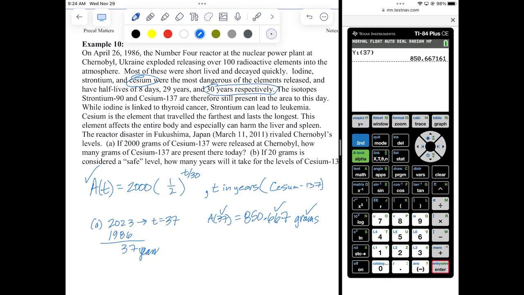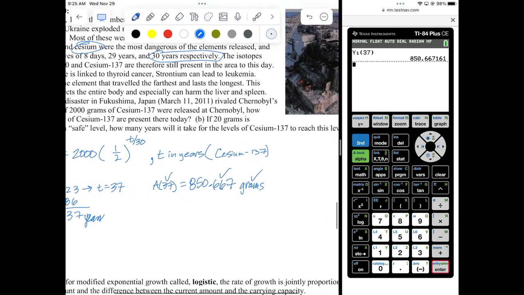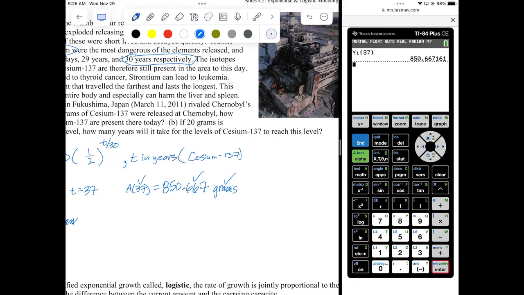It's still there, right? Which is why they're still building the dome over it to try and contain the continual spread of this thing. If 20 grams is considered a safe level, how many years is it going to take for cesium-137 to reach this level? Well, what do we have to show now? A of t equals 20. That's a check. Now we go back to our graph. Instead of solving it algebraically, we'll type in a 20 and hit graph. And ooh, it's way down the line, isn't it?